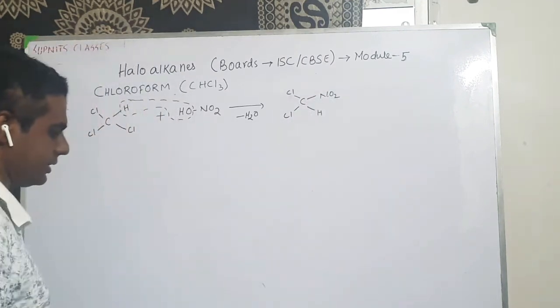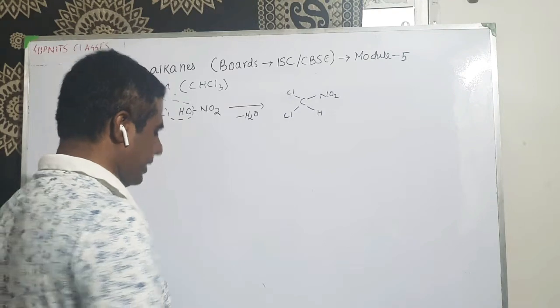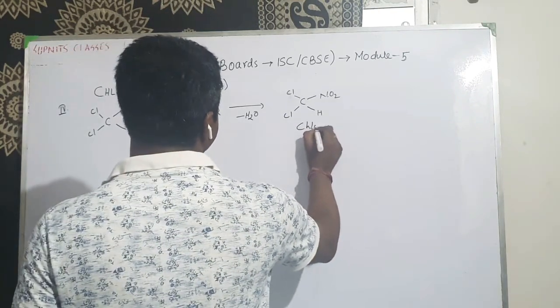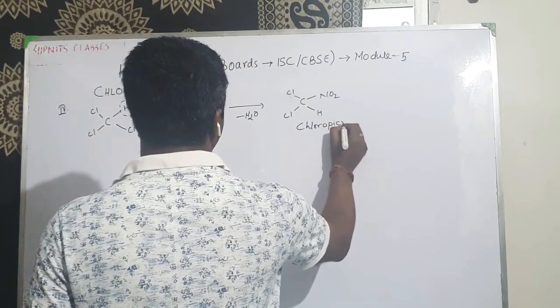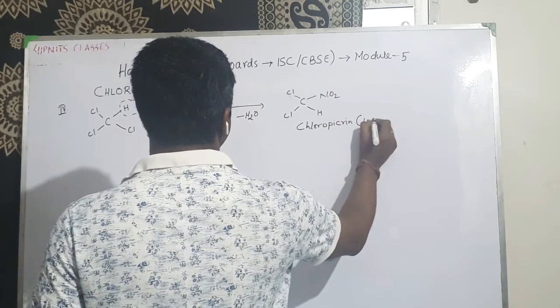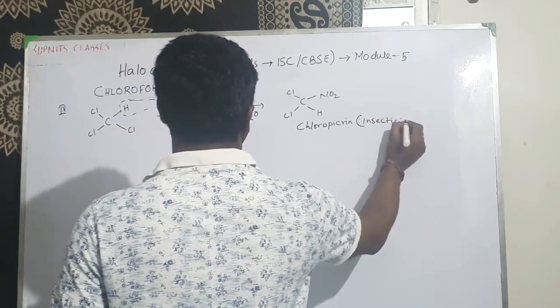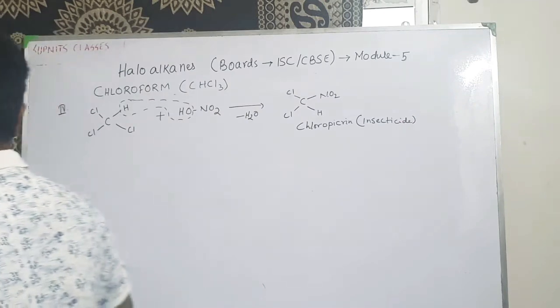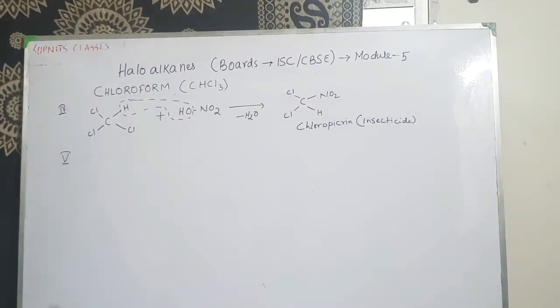The name of this is chloropicrin. Chloropicrin is used as an insecticide. Okay. Number 5, another important reaction.